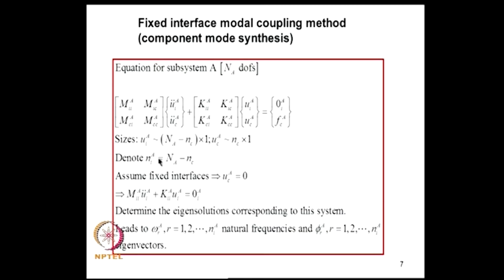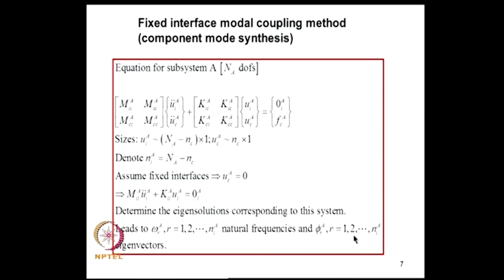Now, I will denote this NA minus NC as Ni superscript A. Now, we begin by assuming that at the interfaces the degrees of freedom are made 0, that means the structure is fixed at the coupling point. Then the governing equation, therefore, UC will be 0. So, the governing equation will be M IIA UIA double dot plus this KIIA UIA equal to 0. So, this is 0 and this is 0 and this force is 0. Now, we can do an eigenvalue analysis associated with this equation and determine the system natural frequencies and mode shapes.